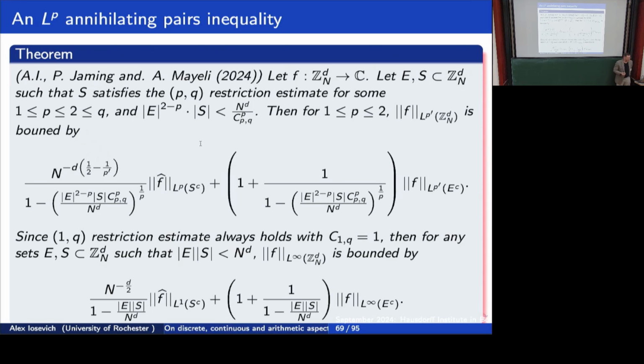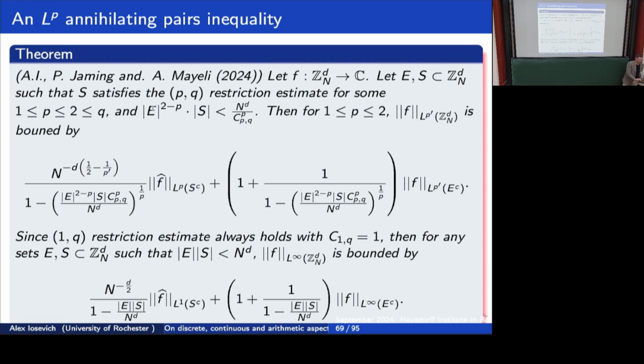I claim that it is not reasonable to expect an LP version where you have the same LP space hitting the function and the Fourier transform. That's just not reasonable to expect. Okay? So here's the version that we are able to prove.